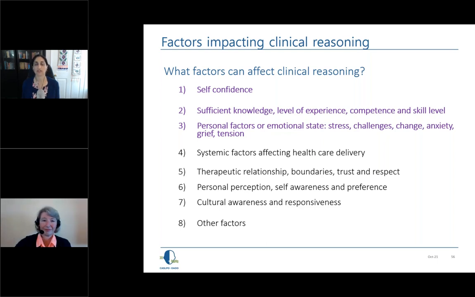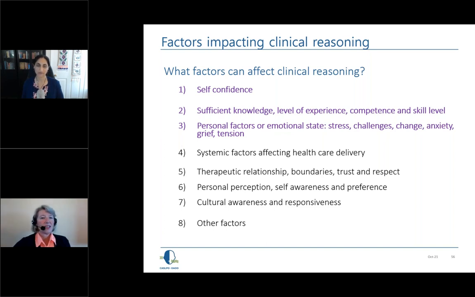And then of course, personal factors and emotional state. So people have stress for lots of different reasons. They might be going through personal challenges and navigating lots of change. So it's important to keep that in mind as well, how those factors may impact clinical reasoning. Sarah, I'll turn it over to you.